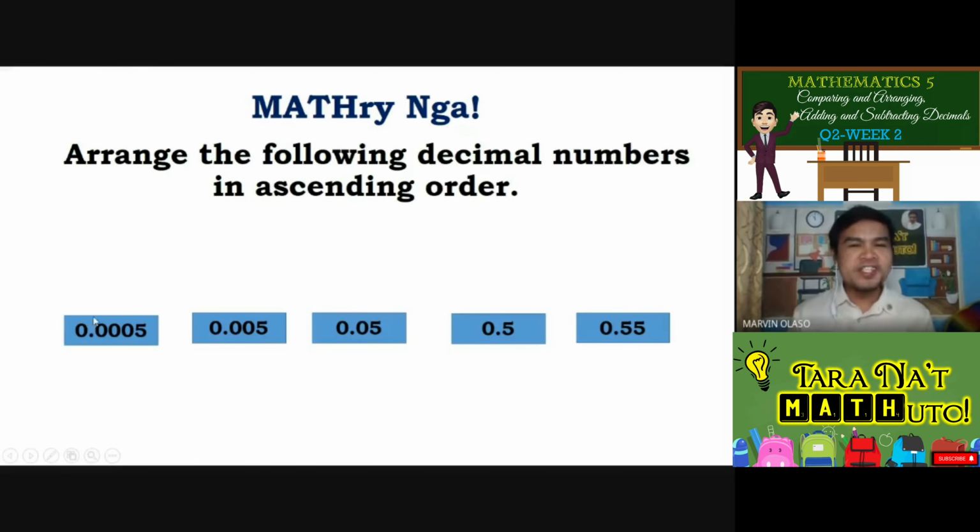Another way to arrange the decimal numbers is that you have to change them to the same places or the same digits. So it's 5 10,000s. This is equal to 50 10,000s. This is equal to 510,000s. And this is equal to 5,000 10,000. And this one is equal to 5,510,000 by putting zeros in the places na walang nakalagay. So that's it. All right.